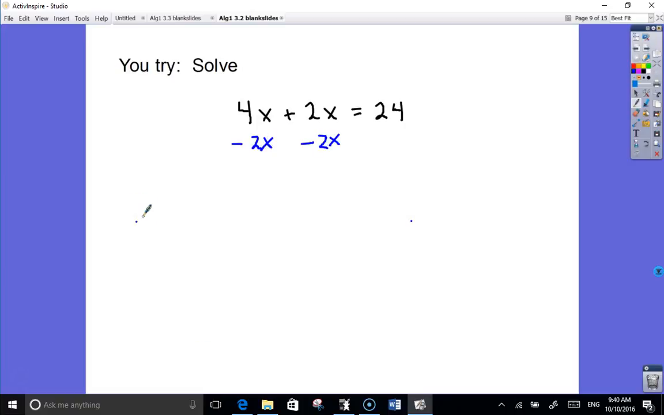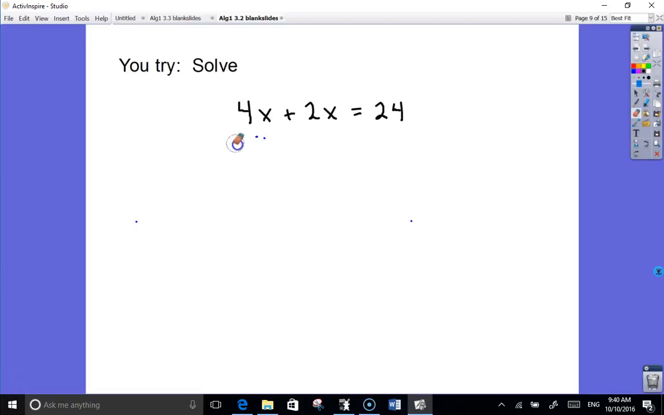You actually subtracted 2x twice on the same side of the equal sign. So now your equation's all out of balance. It's not going to work. So remember, when you see variable terms on the same side, combine before you start trying to add to both sides. And that would save you this mistake.